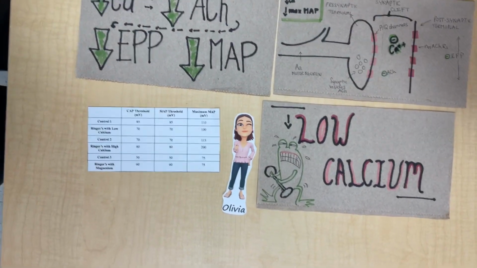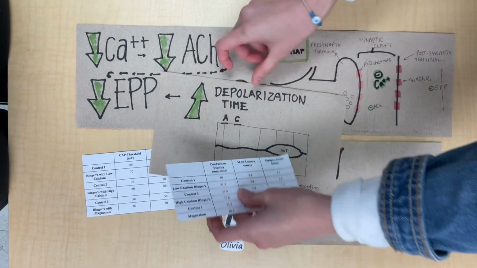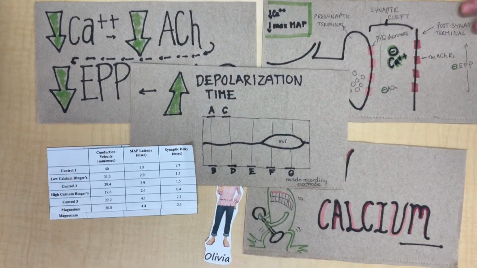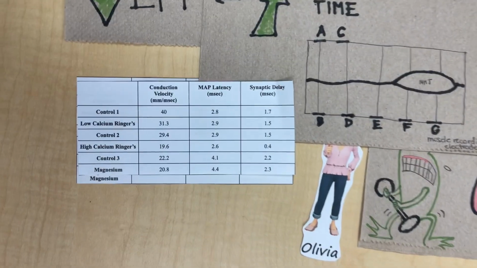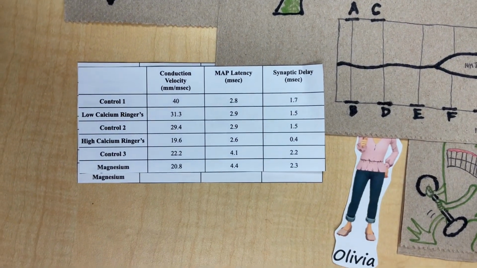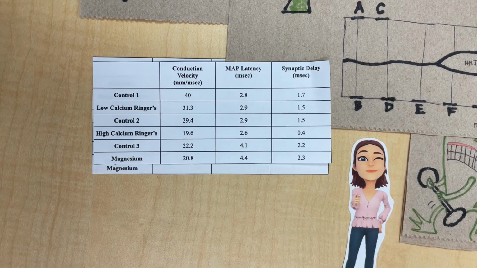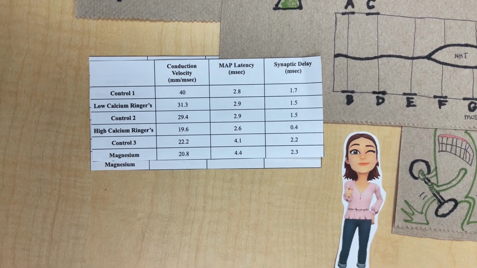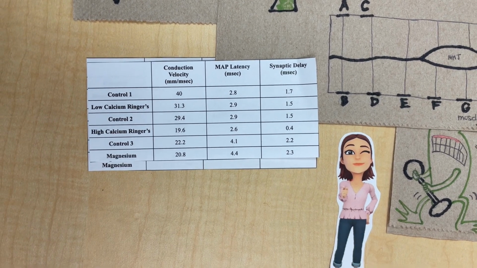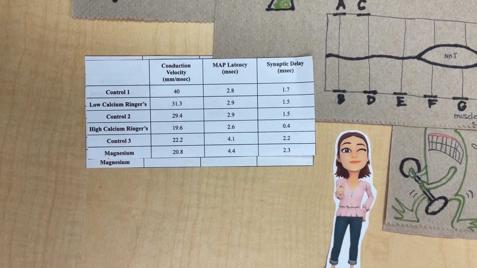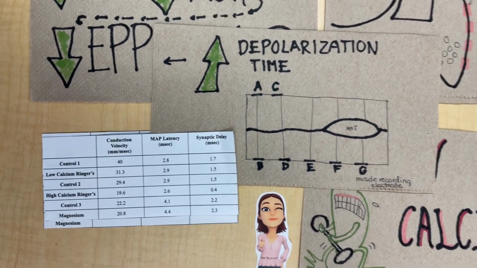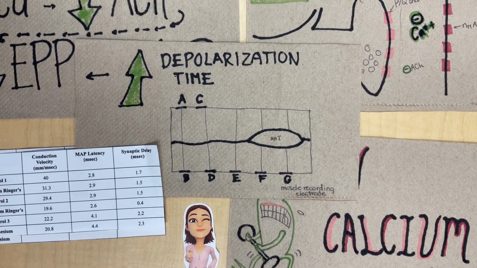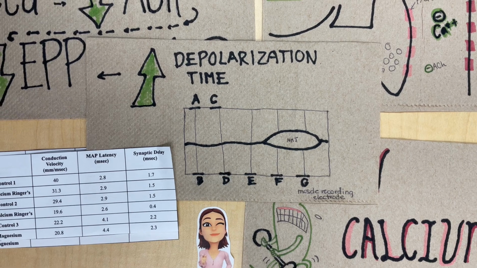In regards to synaptic delay, the effects of the ringers with low calcium on the synaptic delay should be a higher synaptic delay. This is because since less ACh is being released into the synaptic cleft, fewer nicotinic channels are reached by ACh, and the rate of depolarization is lower for the end plate potential. Therefore, it takes the EPP more time to reach threshold for the action potential of the MAP.